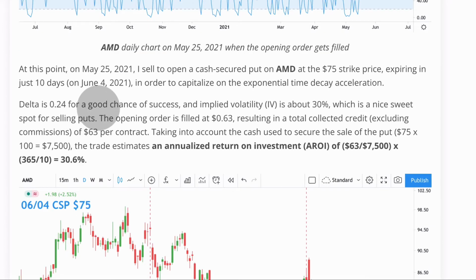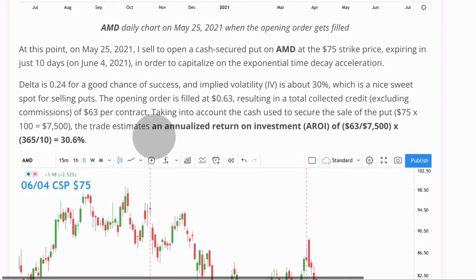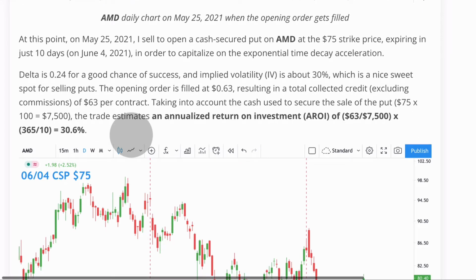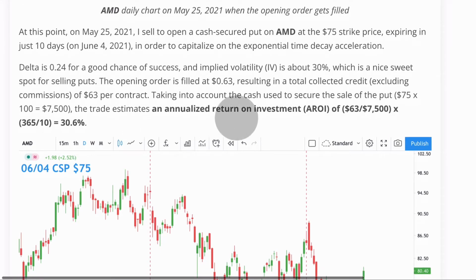So the opening order gets filled at 63 cents, and that results in a total premium per contract of $63. So if you consider the cash that is required to secure this position, that is for every contract 100 shares times 75, that is the strike price. So that brings us to an estimated annualized return on investment, the AROI.